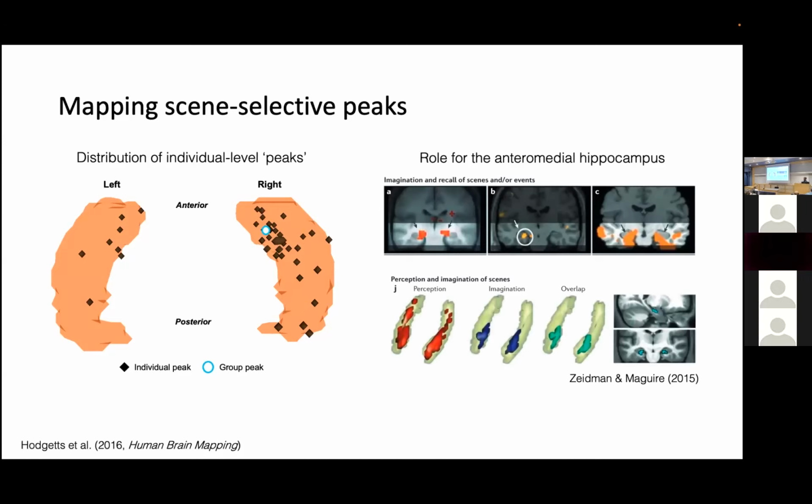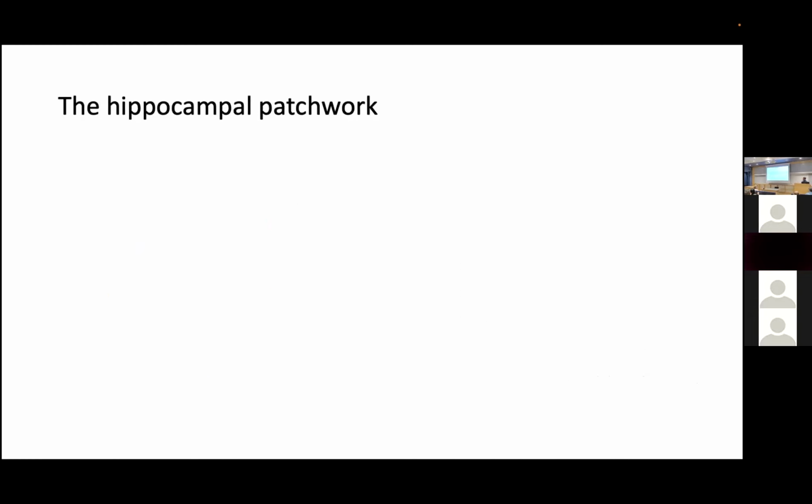First, we show that the hippocampus shares many functional properties with this extended scene network, but also that its role in scene processing may not be a property of the hippocampus as a whole, but rather of a particular subdivision located in the anteromedial part. So how can we dig into this even further?